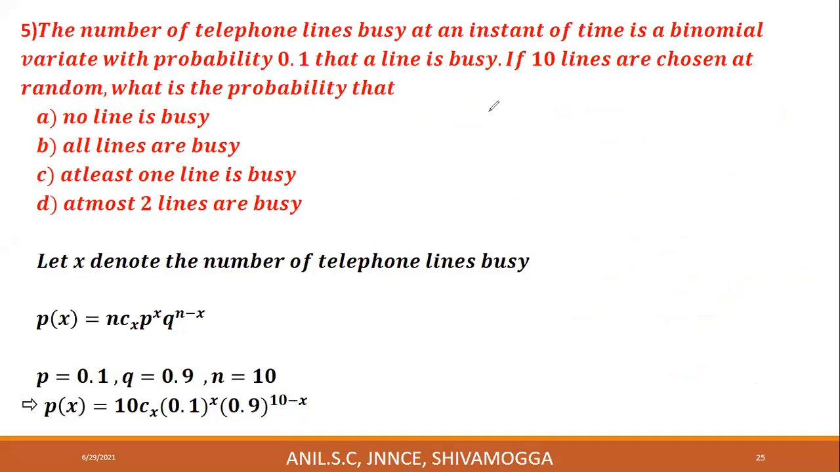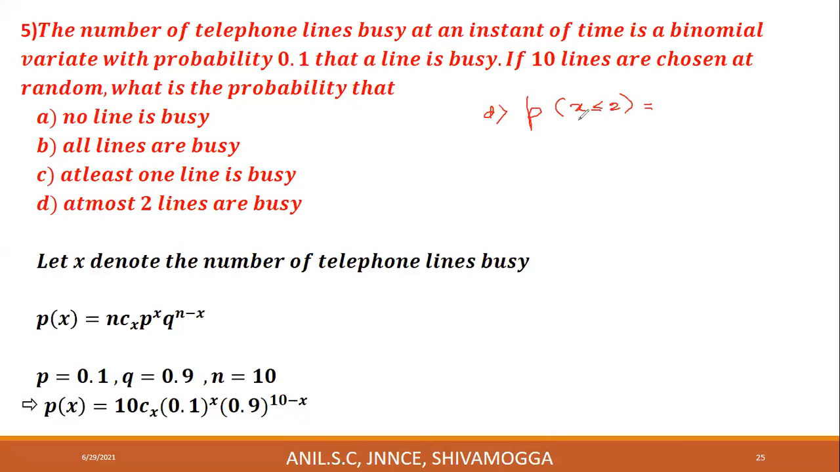Next, last case, the fourth one. At most two lines are busy. At most means 2 is the maximum number attained by x. That means x is less than or equal to 2. X cannot take values which are greater than 2.